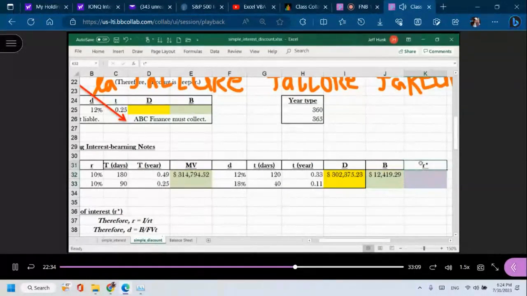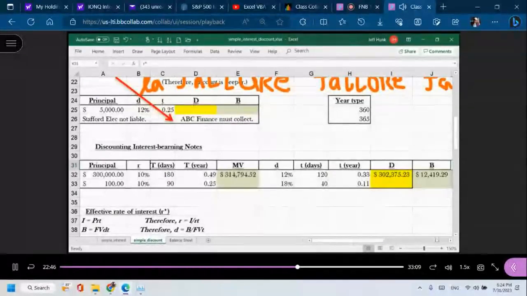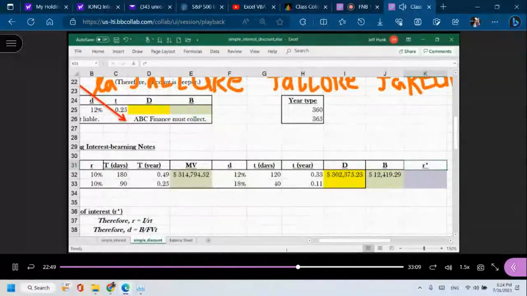And then, good. What is this? I'm going to have to come back to this later. This is called the effective interest rate. Okay, effective interest rate. But I will have to come back to that later.